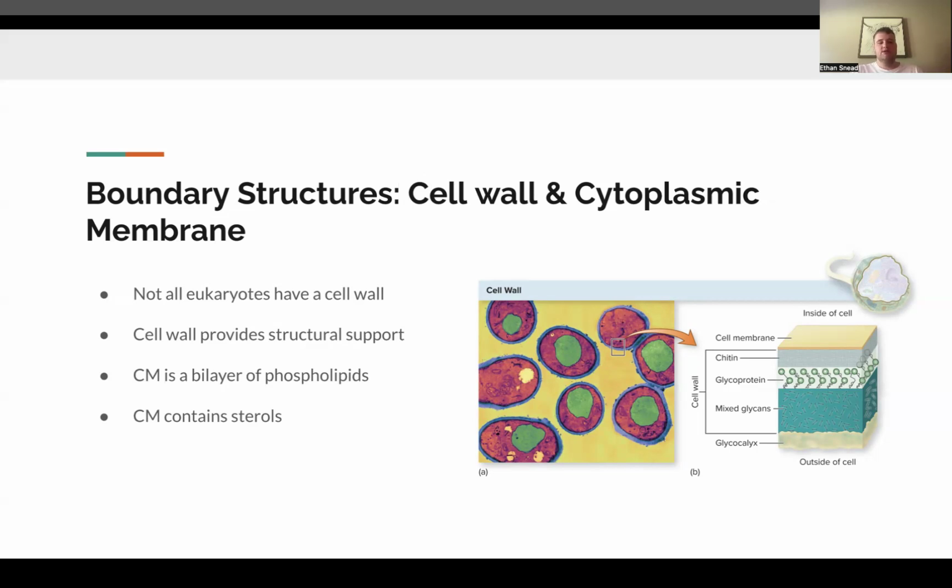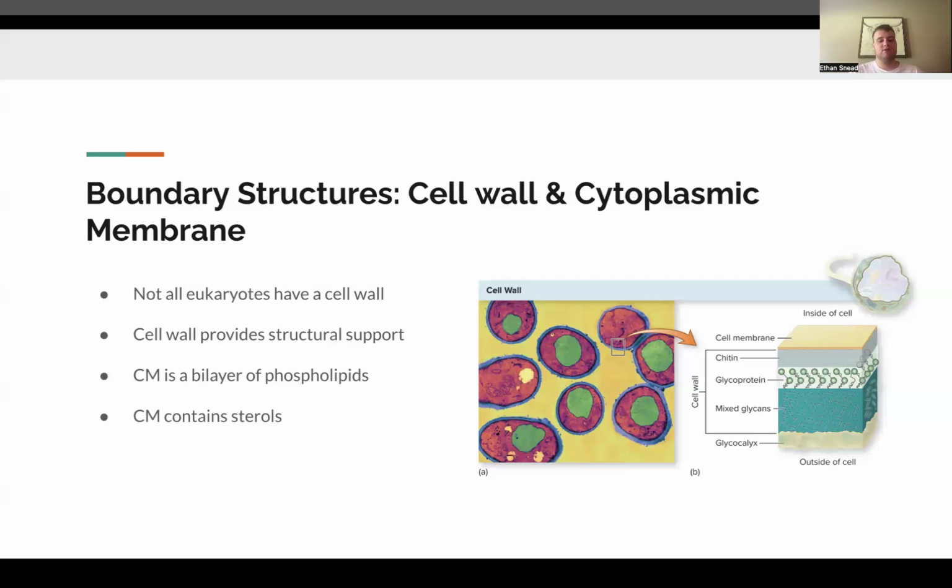The cell membrane, also known as the cytoplasmic membrane, is a bilayer in the eukaryotic cells that is composed of phospholipids. The phospholipids also have protein molecules that are embedded inside of them. The cytoplasmic membrane also contains sterols.